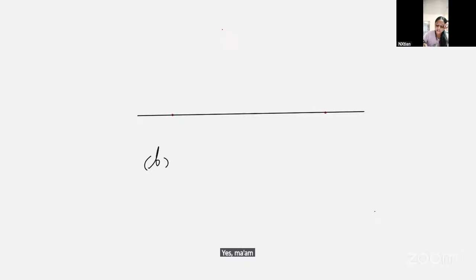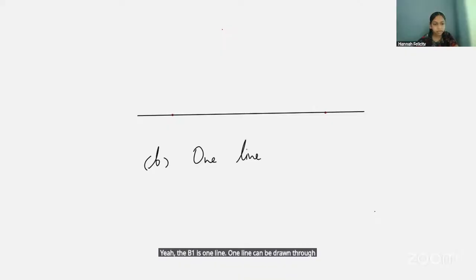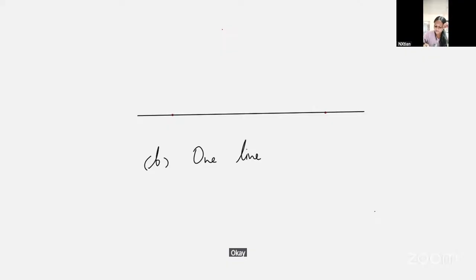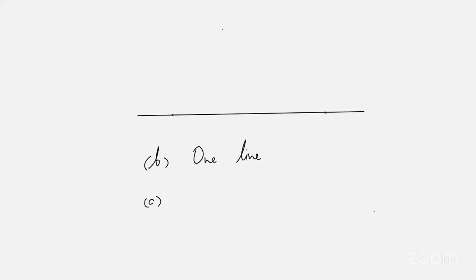Yeah. The B1 is one line. One line can be drawn through two given points. Okay, Johanna. C1, how many lines can be drawn through the points?